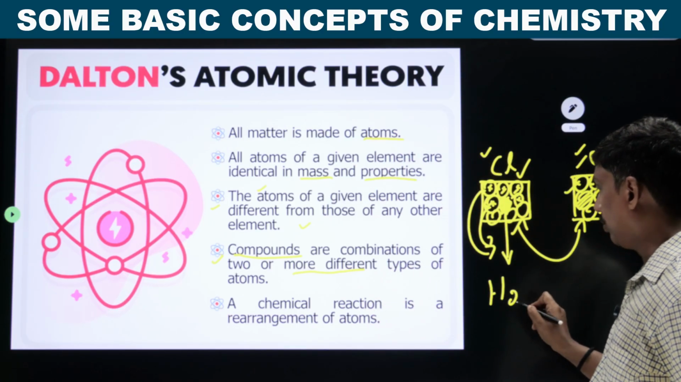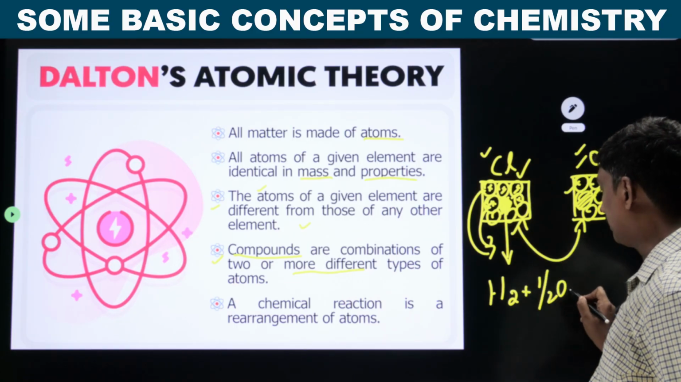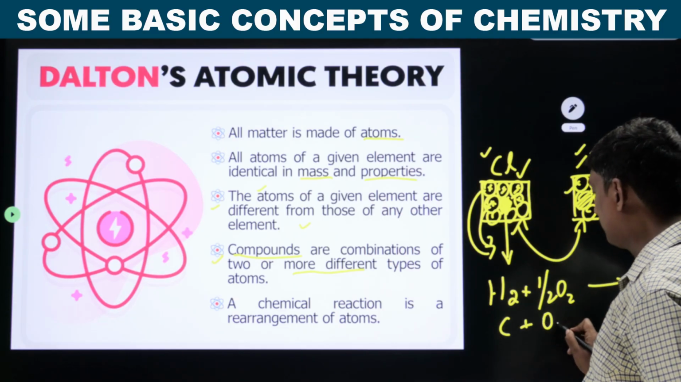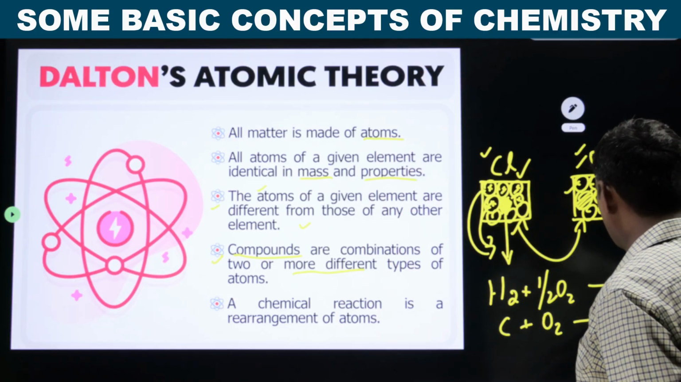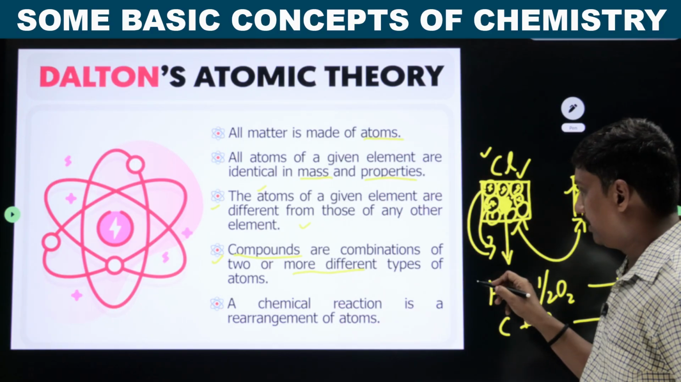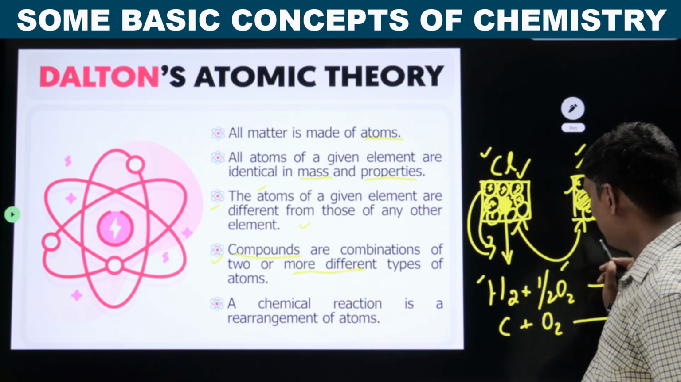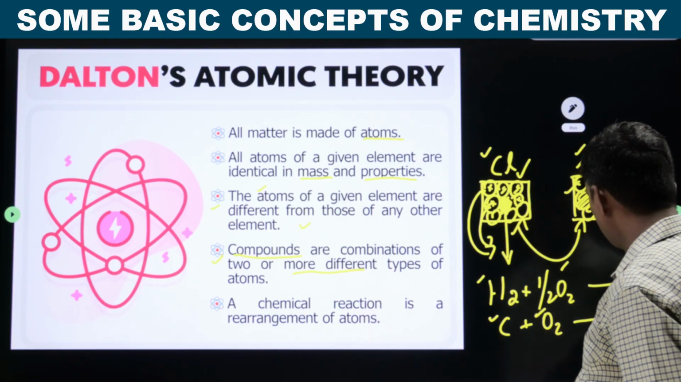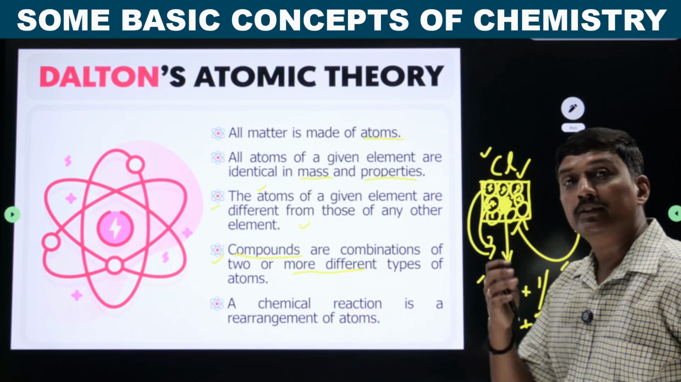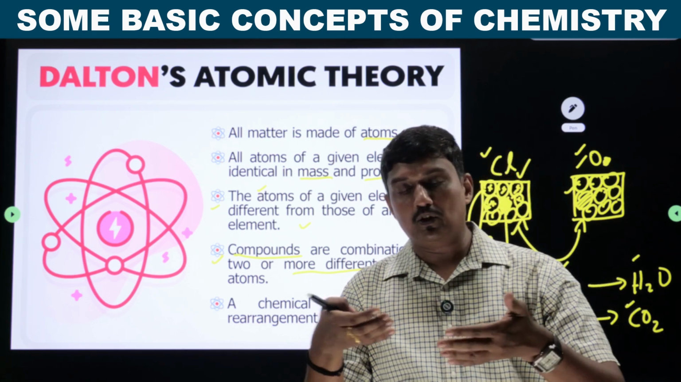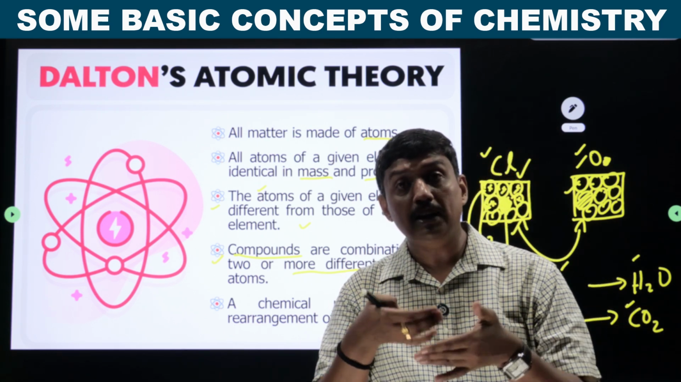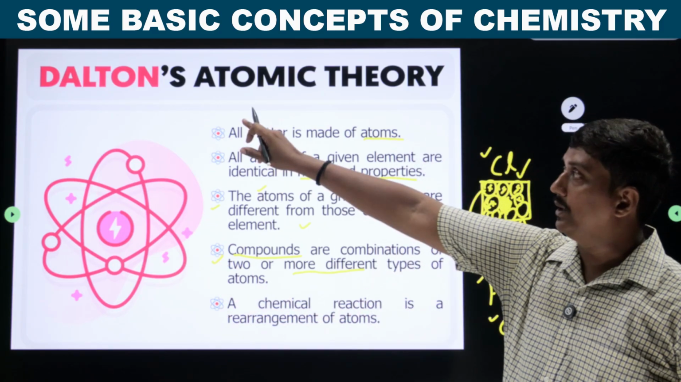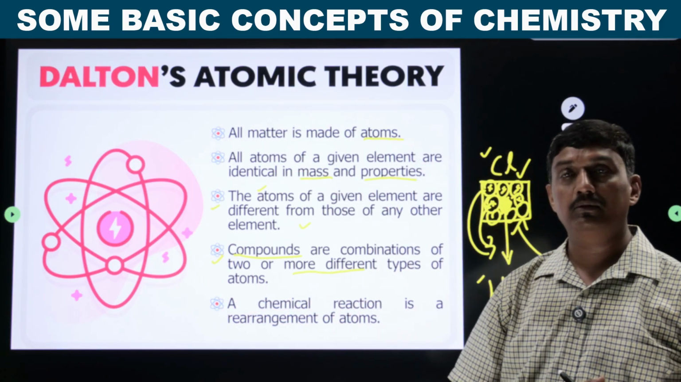Example, hydrogen plus oxygen gives water. Carbon plus oxygen gives carbon dioxide. Hydrogen is one element, oxygen is another element, it gives water. Carbon is one element, oxygen is another element, carbon dioxide is a compound. These compounds are formed by the combination of different atoms of the elements. This is the fourth point given by Dalton's atomic theory.